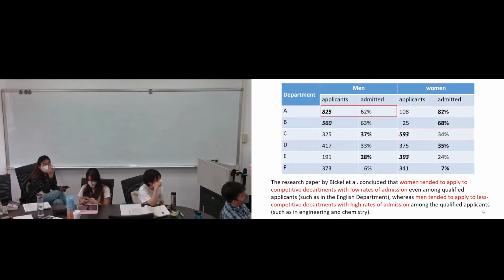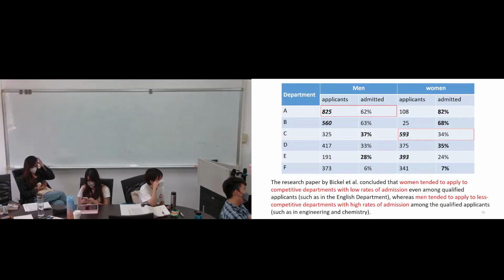And department C, most female students would like to apply for department C, and their admitted rate is 34%. So according to the individual departments' information, we can conclude that women tended to apply to competitive departments with low rates of admission, whereas male students tended to apply to less competitive departments with high rates of admission.